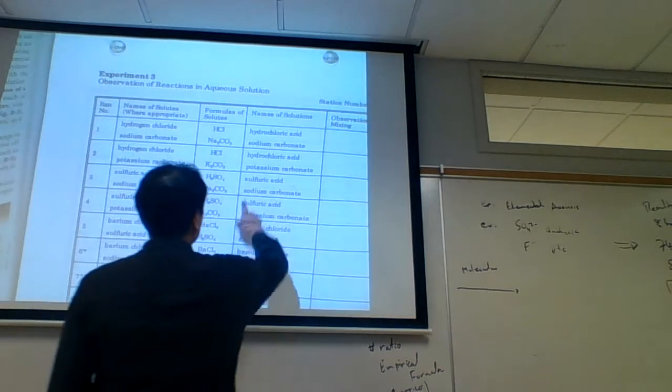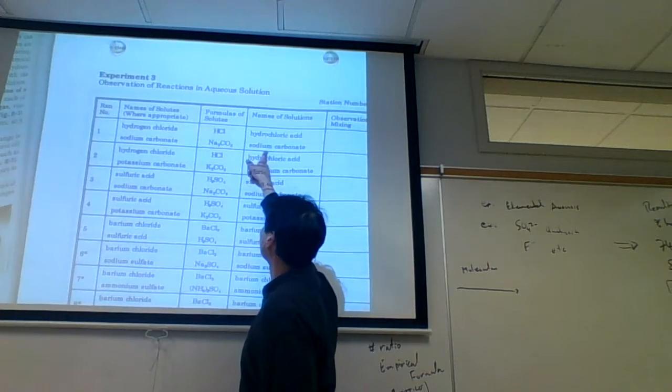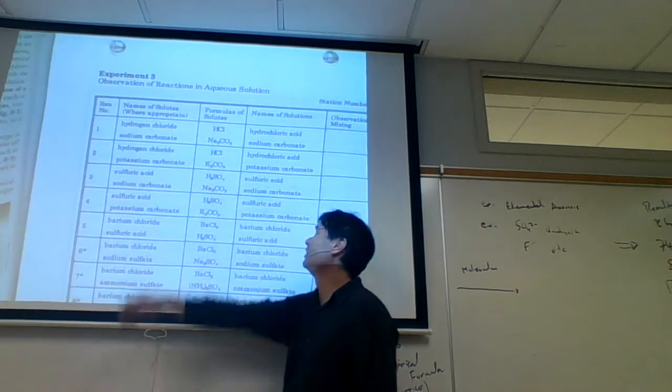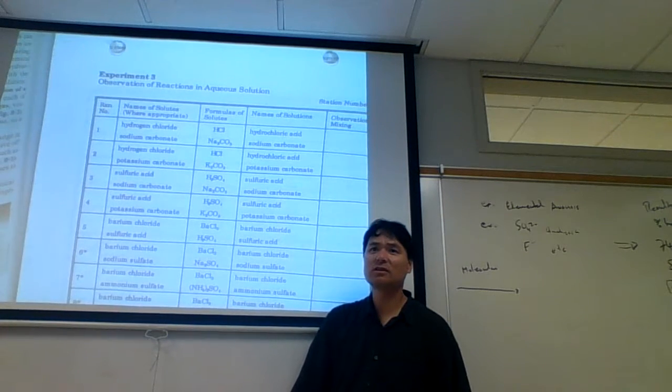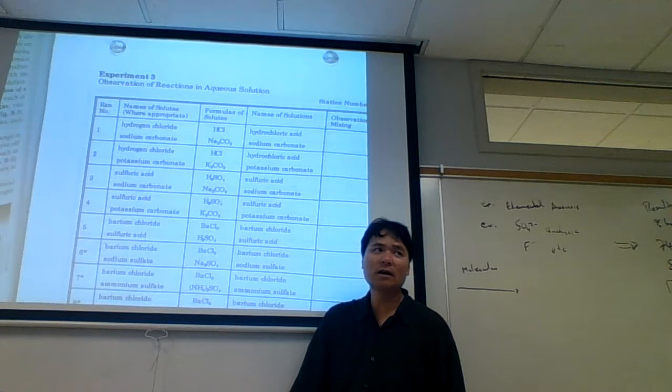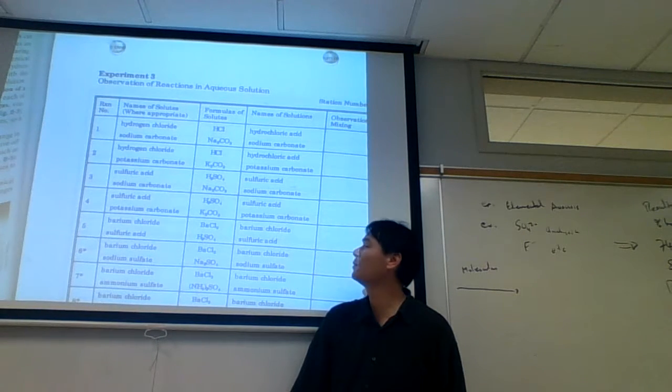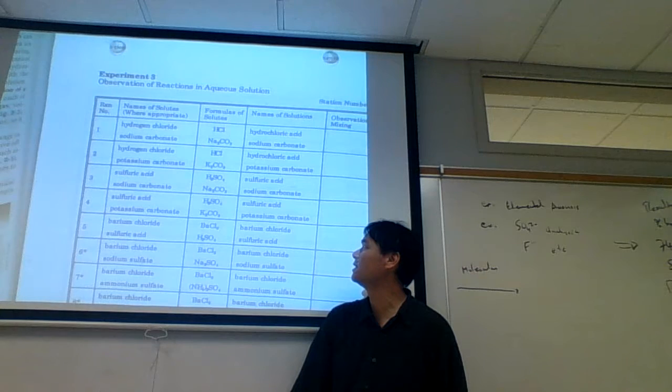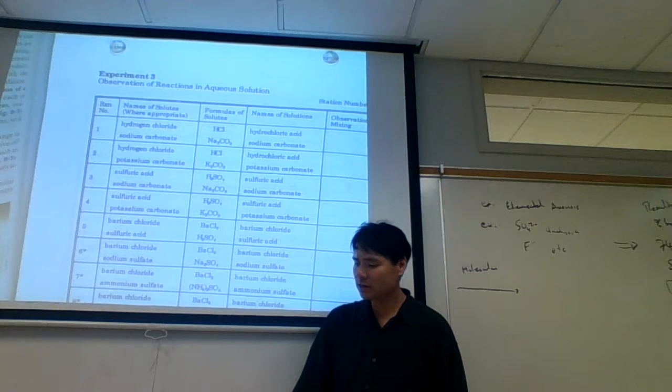So we're going to mix hydrochloric acid, HCl, with sodium carbonate. Well, the first thing I think about is metathesis, because we're mixing together cations and anions. And then what we're going to do is look for favorable ion combinations to see if there's a reaction that occurs.